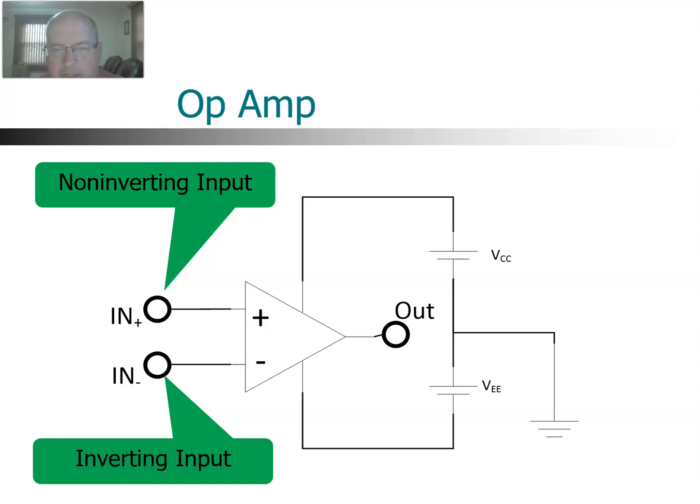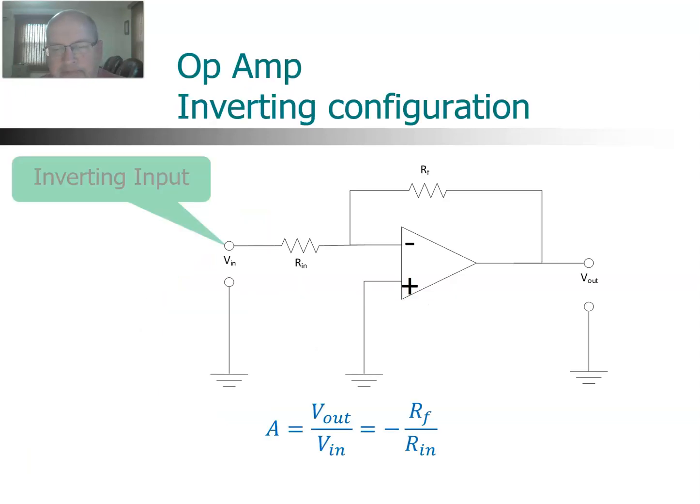Additionally, op-amps will use a dual power supply, so you have to have both a plus and a minus voltage in order to operate the op-amp typically. So that's just kind of generic across all op-amps.